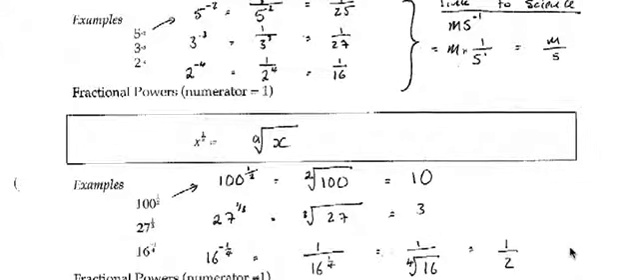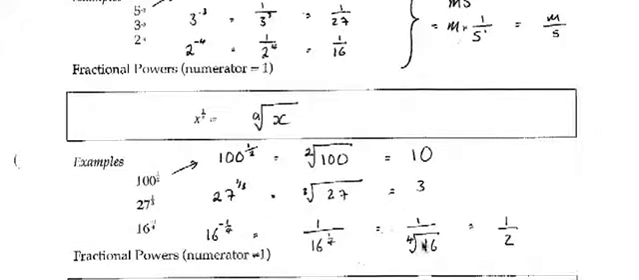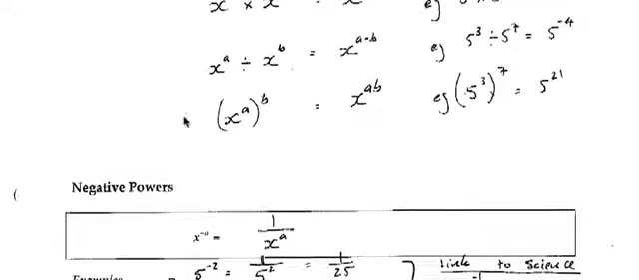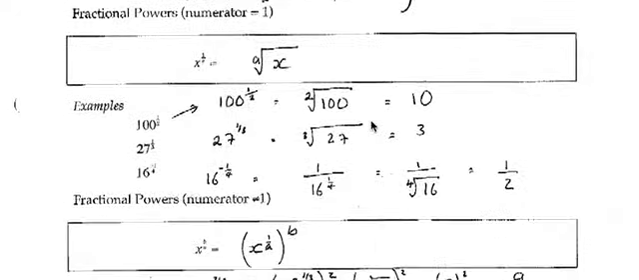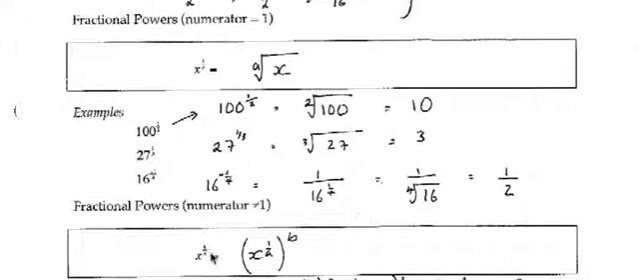Now the final part is what happens if you have a fraction where the top of the fraction is not 1. And for this, we're going to go back to this rule here. Okay, so all we're doing is using a rule that you already know. We're going to break the fraction down. So x to the b over a is x to the 1 over a to the power of b.